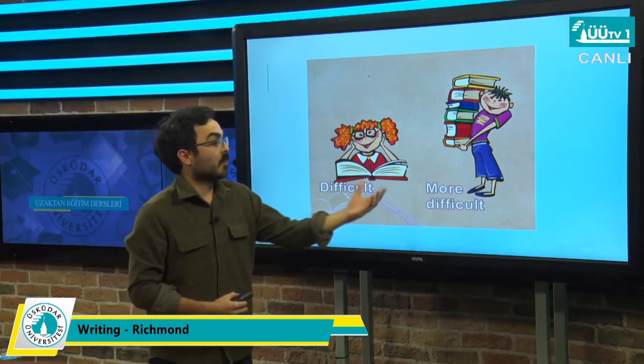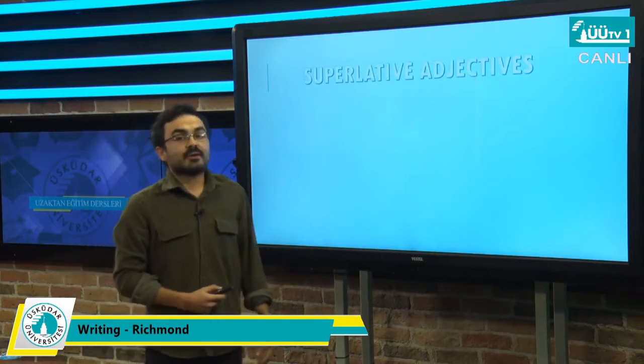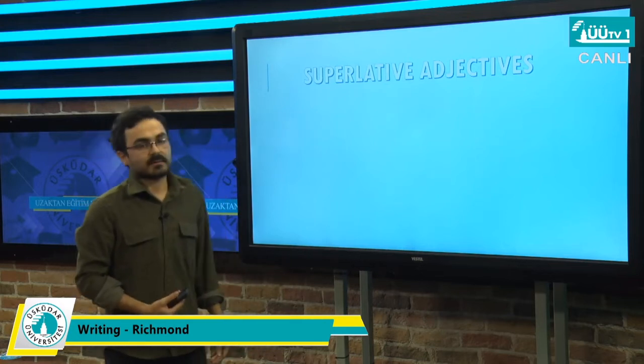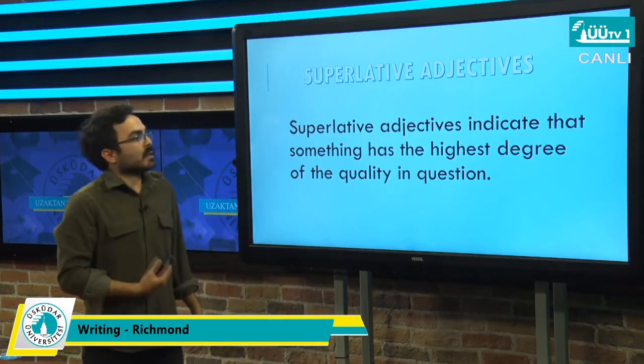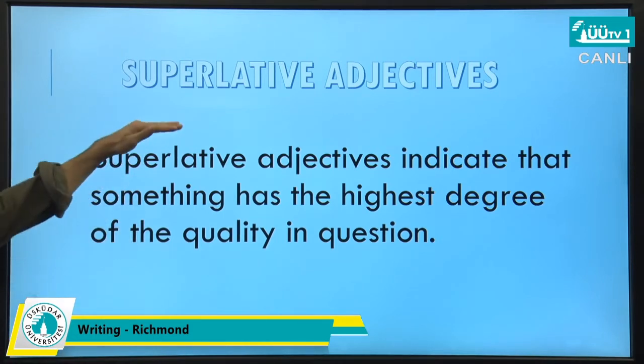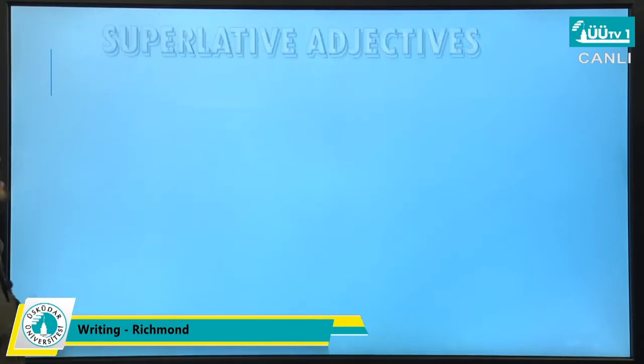Difficult becomes more difficult. Okay, now let's talk about superlative adjectives. I'm sure you are familiar with this, and we'll talk about this during our classes. So again, let's remember: superlative adjectives indicate that something has the highest degree of the quality in question. Again, guys, please take notice. In superlative, I have the word super here, and this is when we are talking about something that is super compared to something else.